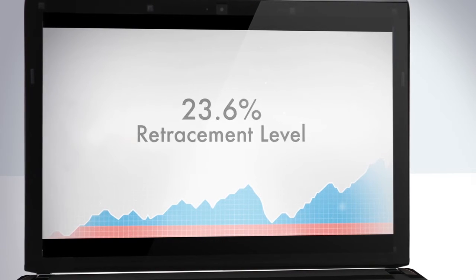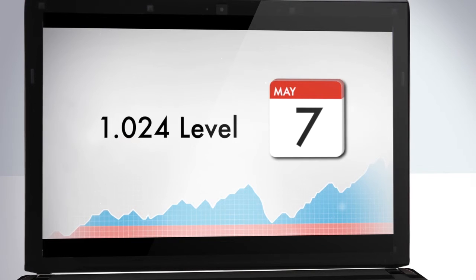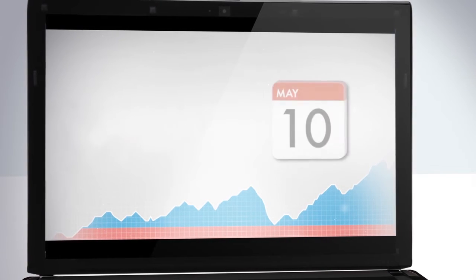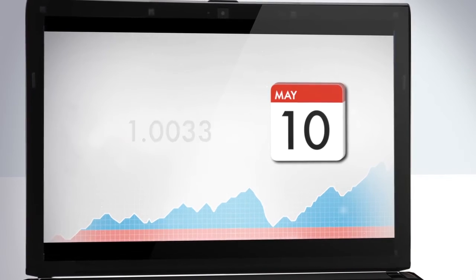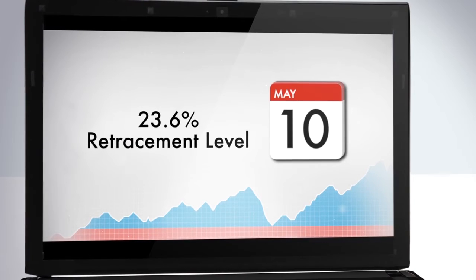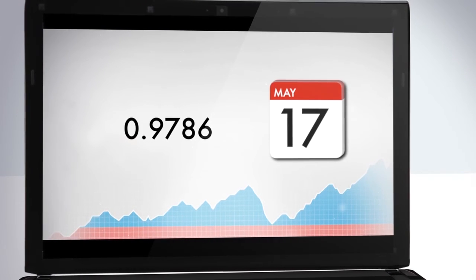If on May 7th the pair keeps on trading below the 1.0234 level, an investor should take a sell position. In reality, on May 10th, the pair breached 1.0033, a 38.2% retracement level, and a 23.6% retracement level of 0.9786 was reached on May 17th.